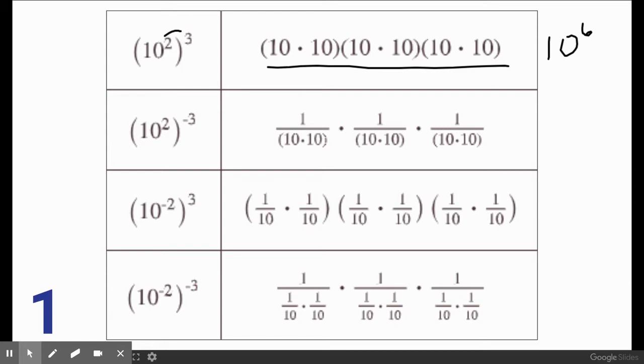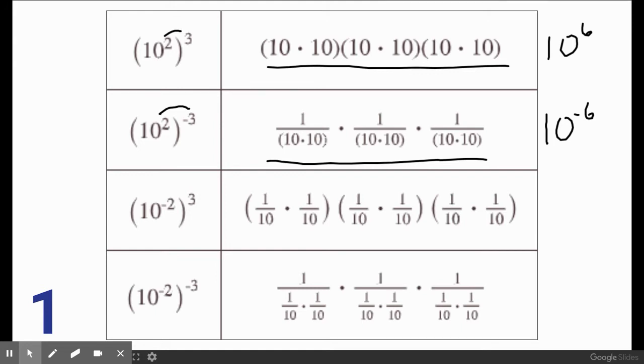Next up, we get 10 to the power of 2 to the power of negative 3. Now again, I know we just looked at this one here, but when we have a power of a power, we're multiplying these two numbers. 2 times negative 3 gives us negative 6. And you see in the expanded form here, 1 over 10 times 10. If we multiply this out, you get 1 over 10 to the power of 6, which is the same as 10 to the power of negative 6.